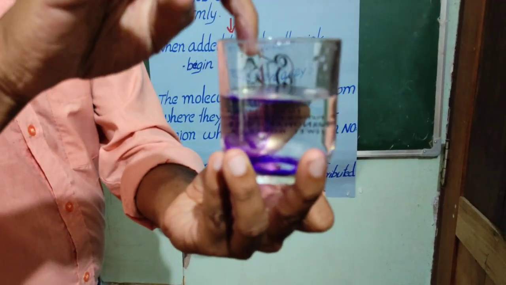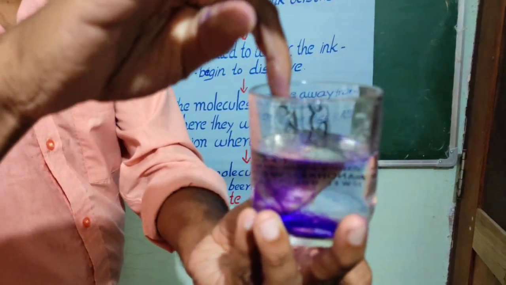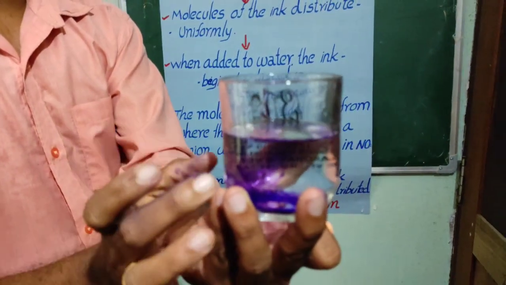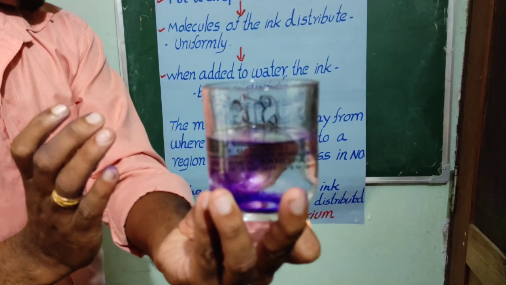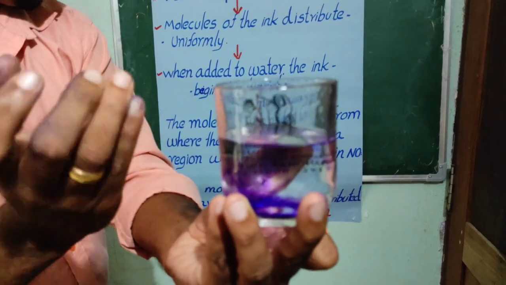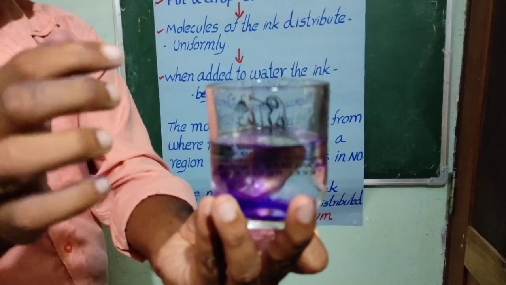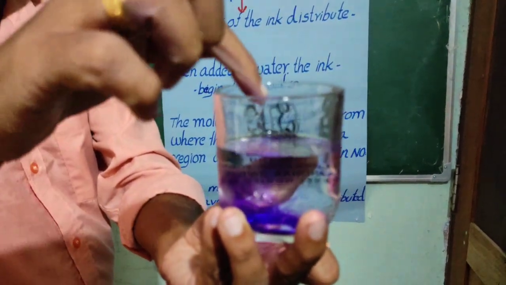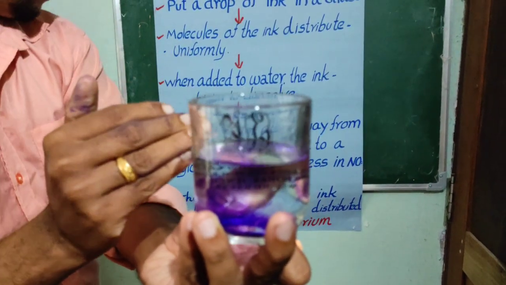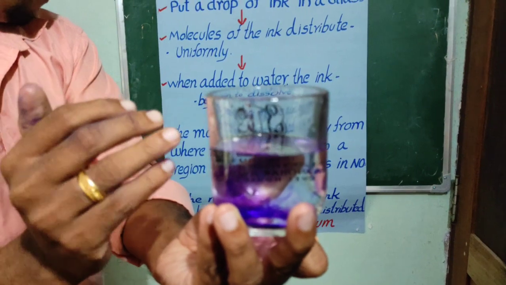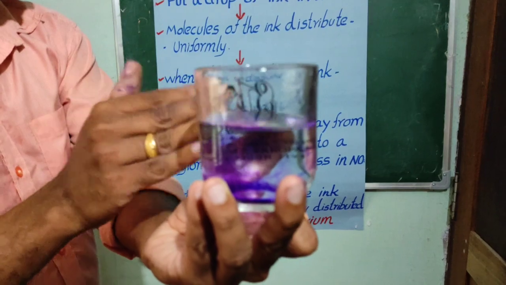Here is the higher concentration of these molecules. The ink is higher here. Here the concentration is higher. So now it is starting to dissolve. When added to water, the ink begins to dissolve. The molecules move away from where they were added. So they were added here, and from here the molecules move away to other places, to a region where they are fewer in number.